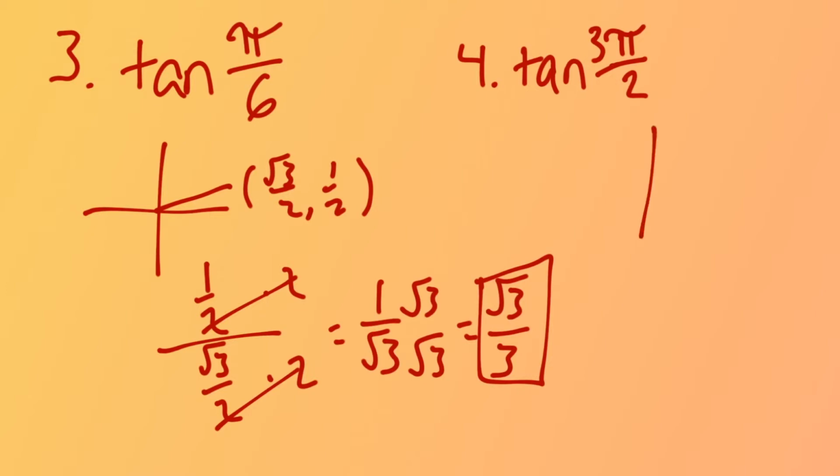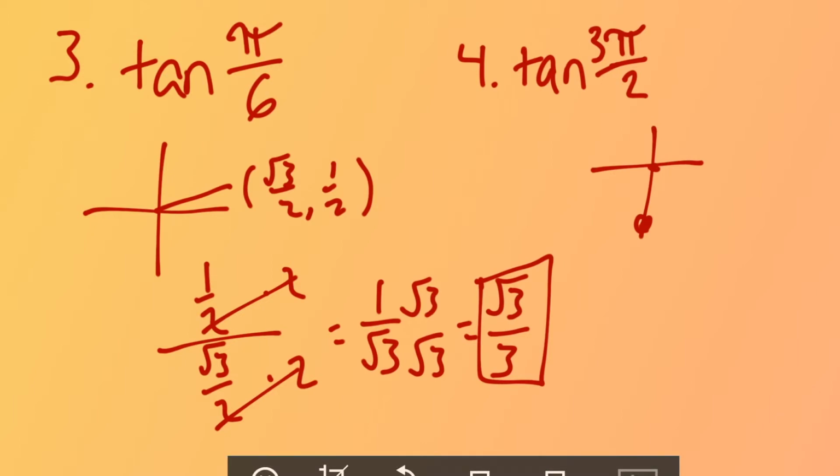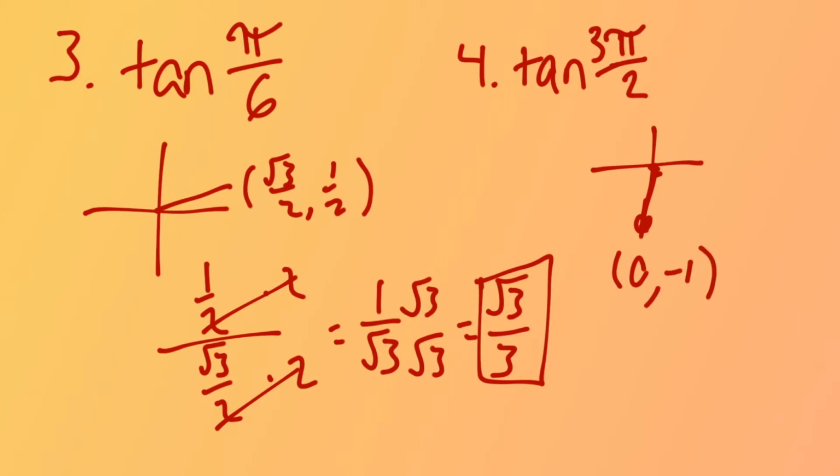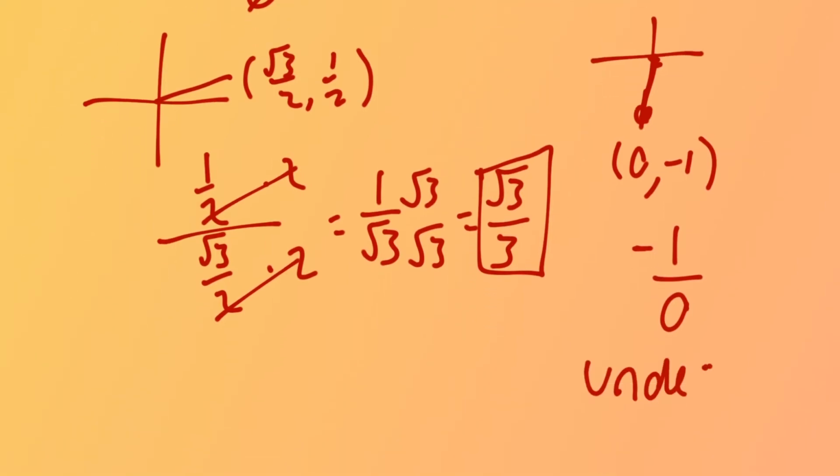Tangent of 3 pi over 2, that's 3/2 of a semicircle, so that's going to be here. We went left and right 0 and down 1 to get there, so that's going to be 0, negative 1. Tangent is y over x, negative 1 over 0. We can't have 0 in the denominator, so that answer would be undefined.